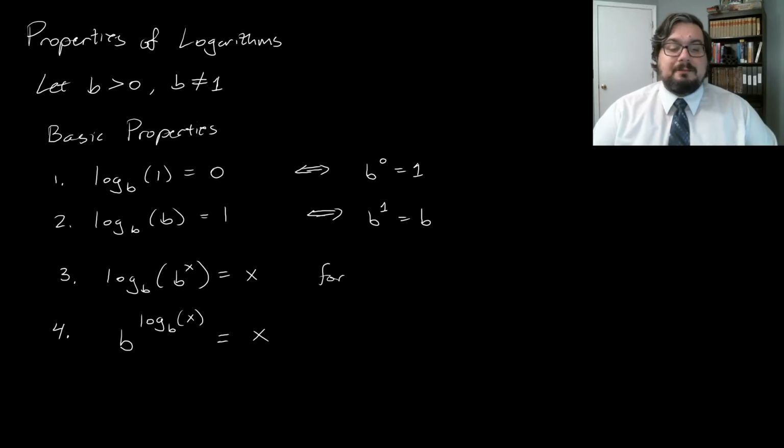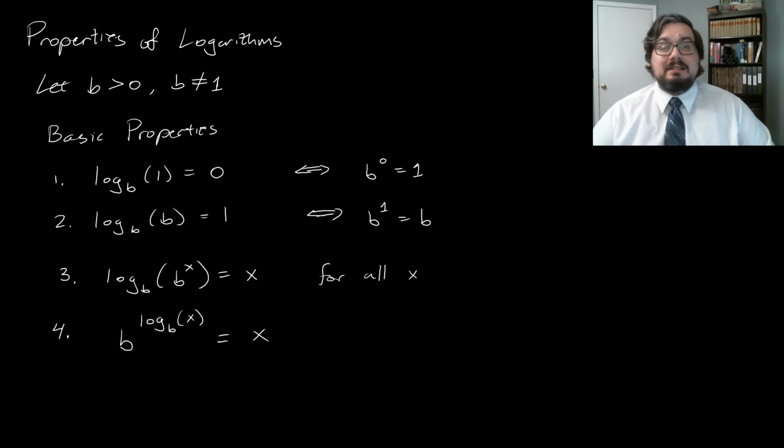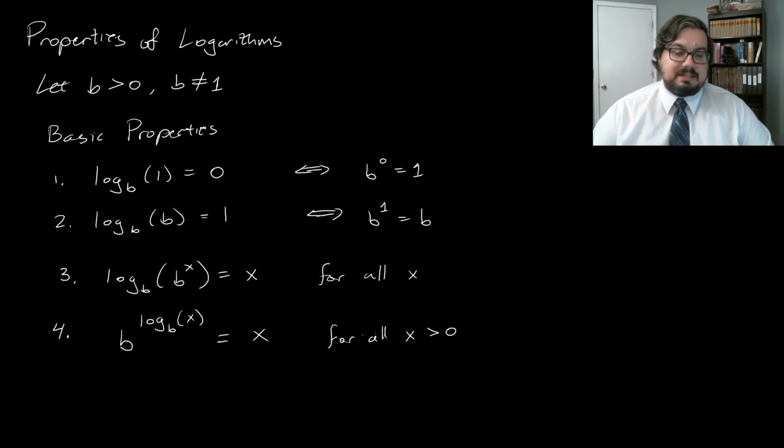Now we should specify that item 3 here is for all x because the domain of the exponential function on the inside is all real numbers, whereas part 4 here is for all x greater than 0. And that's because that's the domain of the logarithm function with base b.